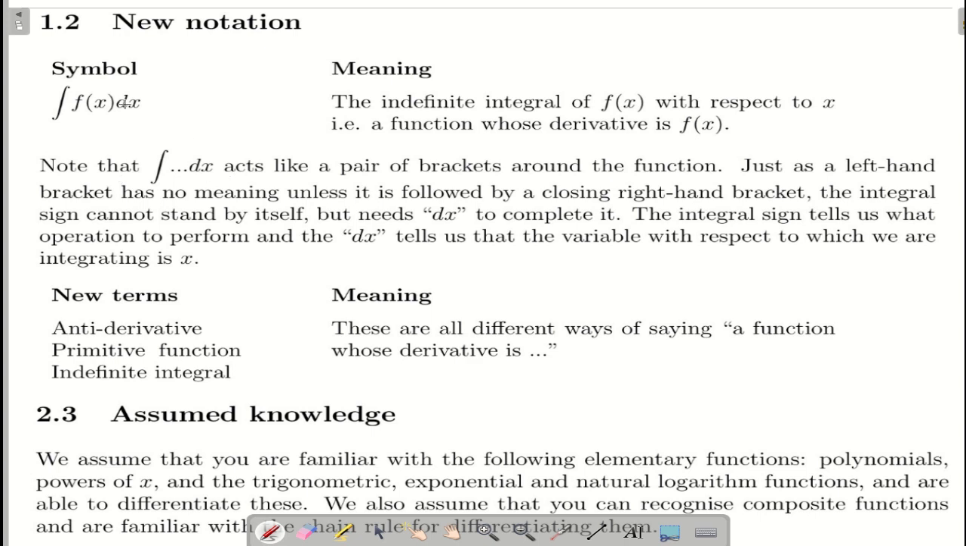We have a new symbol here. We can write the antiderivative, or the integration, by this symbol, with respect to x. In the middle is some function of x. This is the integration of it.